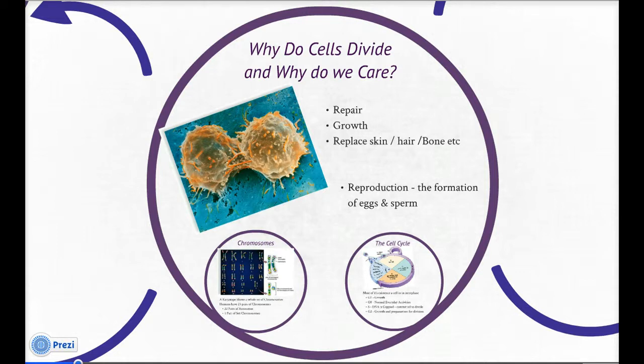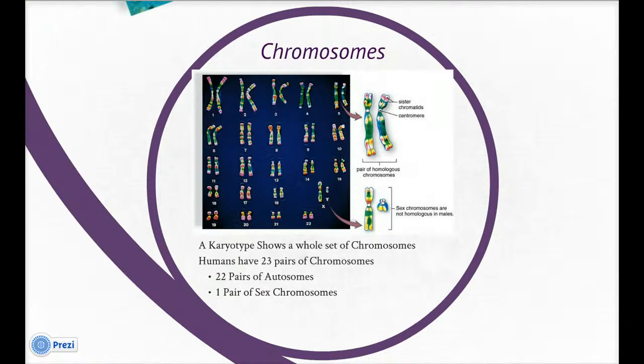Mitosis is the process used for the first three cases, while a very specialized process called meiosis is necessary to produce sperm and eggs. Let's take a look at the genetic material itself. Prior to cell division, the DNA becomes wound up into chromosomes. Humans have 23 pairs of chromosomes, 22 of which are autosomes, and then one pair of sex chromosomes, which are involved in sex determination.